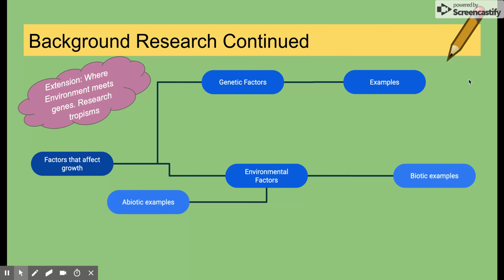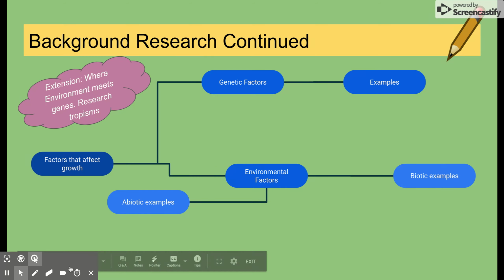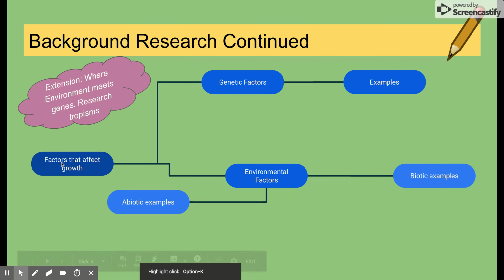So in your notes, pause the video and make a chart that looks something similar to this, okay? You'll notice that we've got an extension opportunity over here where you can research tropisms, which is where the environment and genes kind of come together to affect the plants. But for the rest of us, what we're looking at is factors that affect growth, okay?